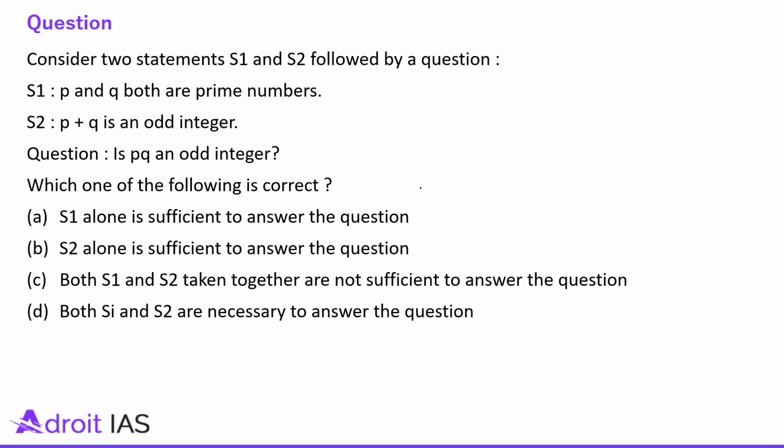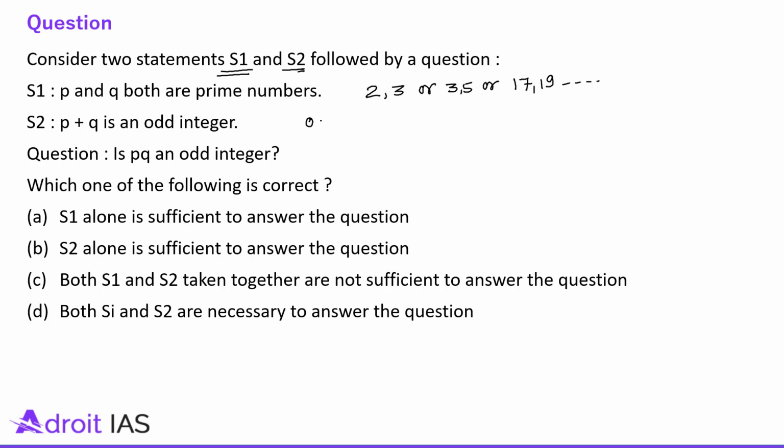First question says, consider two statements S1 and S2 followed by a question. Statement S1 says P and Q both are prime numbers. So two prime numbers can be chosen as 2, 3 or 3, 5 or let's say 17, 19 or anything. And statement 2, P plus Q is an odd integer. Sum of two integers is an odd integer.